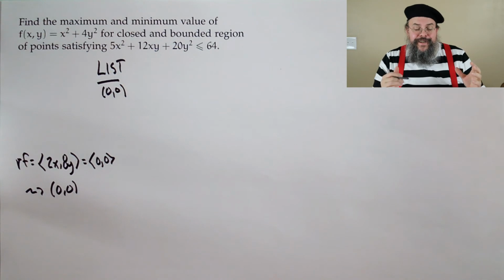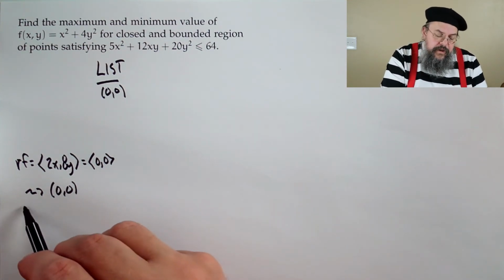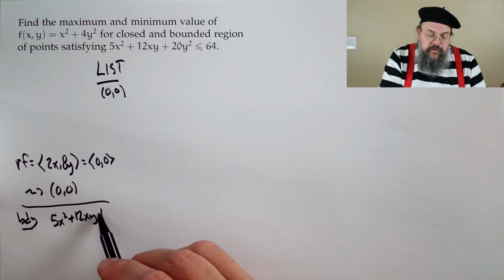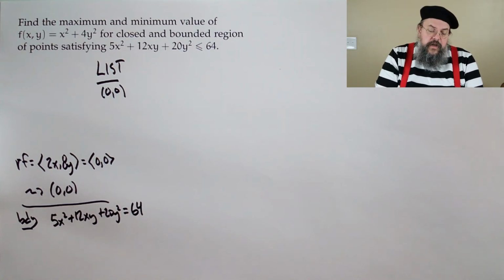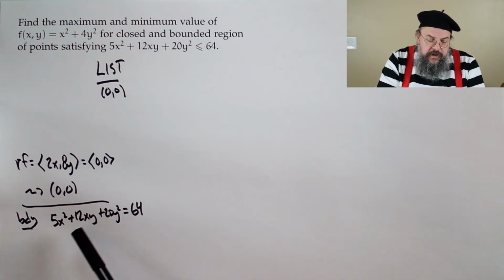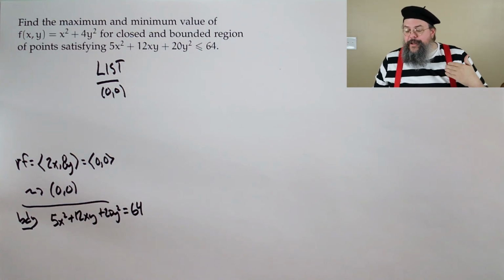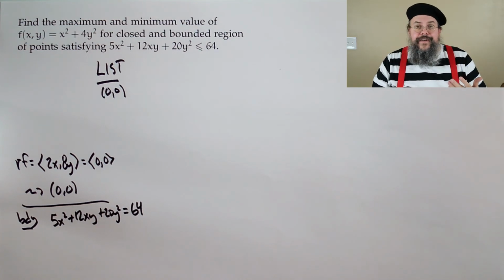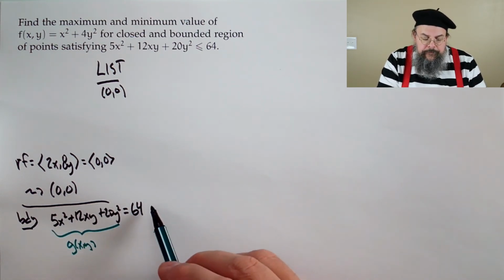Now, our boundary. Well, our boundary corresponds to the points where we have equality. So our boundary is 5x squared plus 12xy plus 20y squared equals 64. And here, it's not so clear what we can do. Because of all these extra pieces, it's not obvious how we can rewrite our function in terms of a single variable. So this is where Lagrange multipliers come in, to handle the boundary. The boundary is acting like a constraint. And so we see what to do. Here's our function, g of x, y, and we proceed.